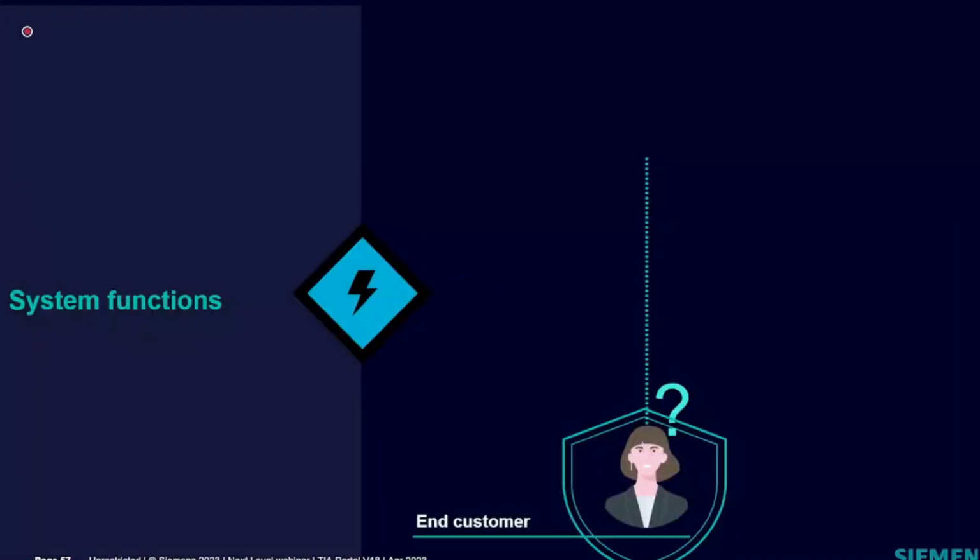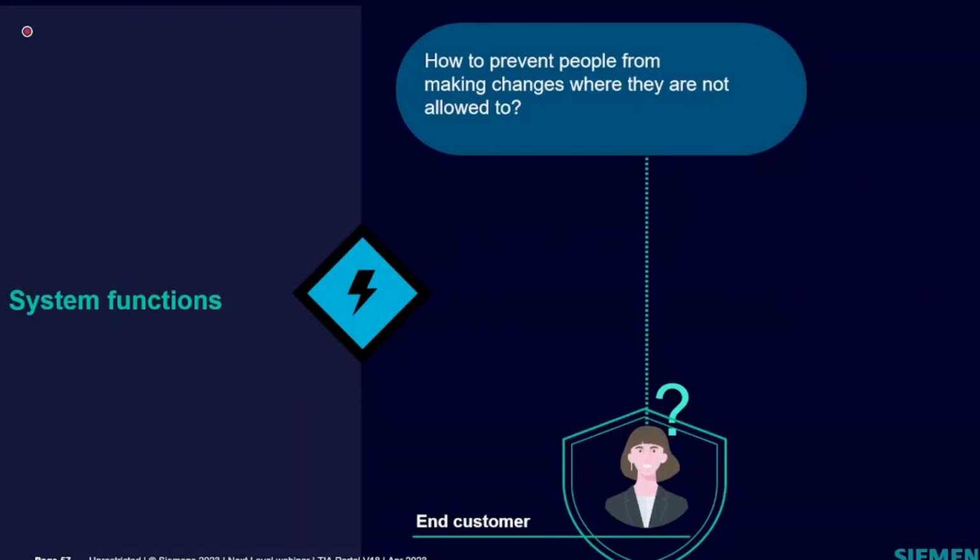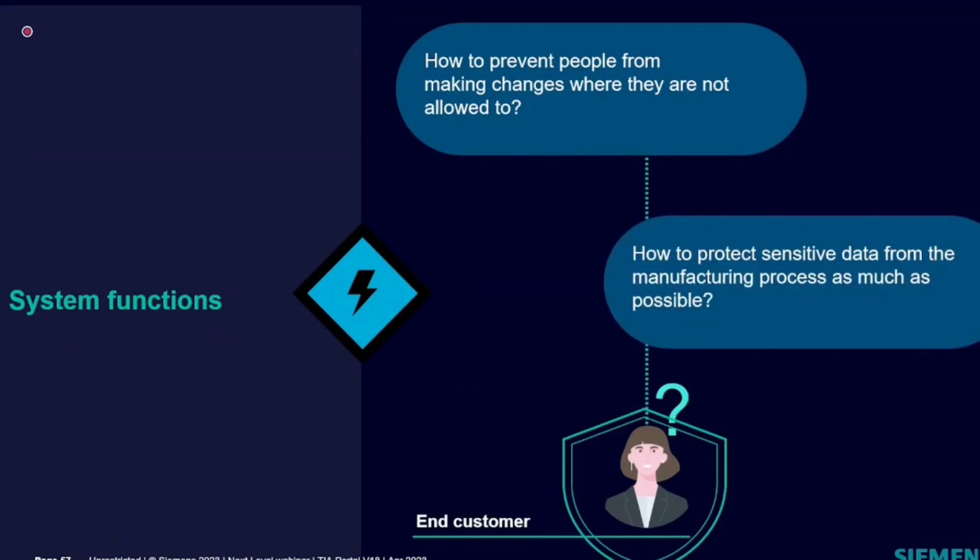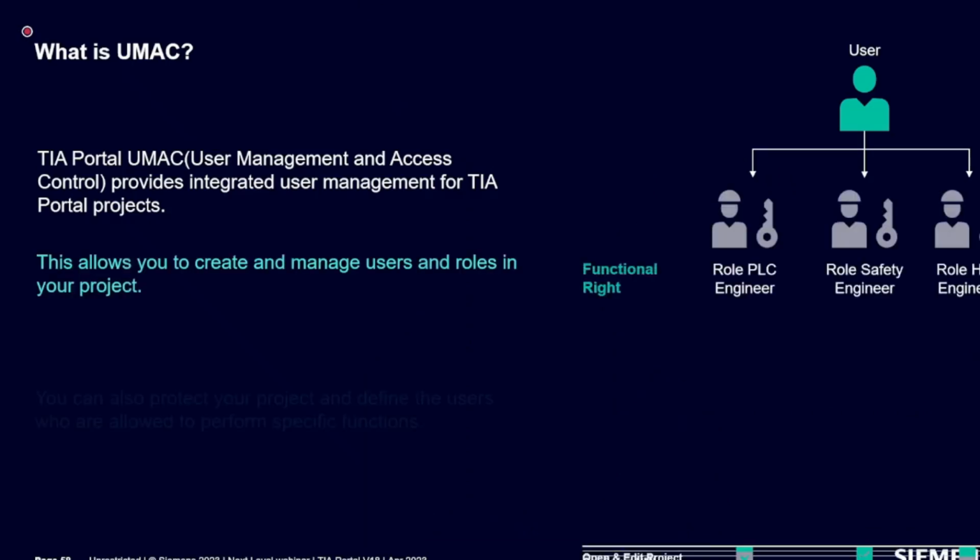The final thing is UMAC. How do we prevent people from making changes where they are not allowed to, which means how can we control people or give authority only to the specific place where they are able to make changes? The answer is UMAC. UMAC is an incorporated feature of TIA Portal. It's almost time, and I'll take another two or three minutes to complete this. UMAC stands for user management, access and control.